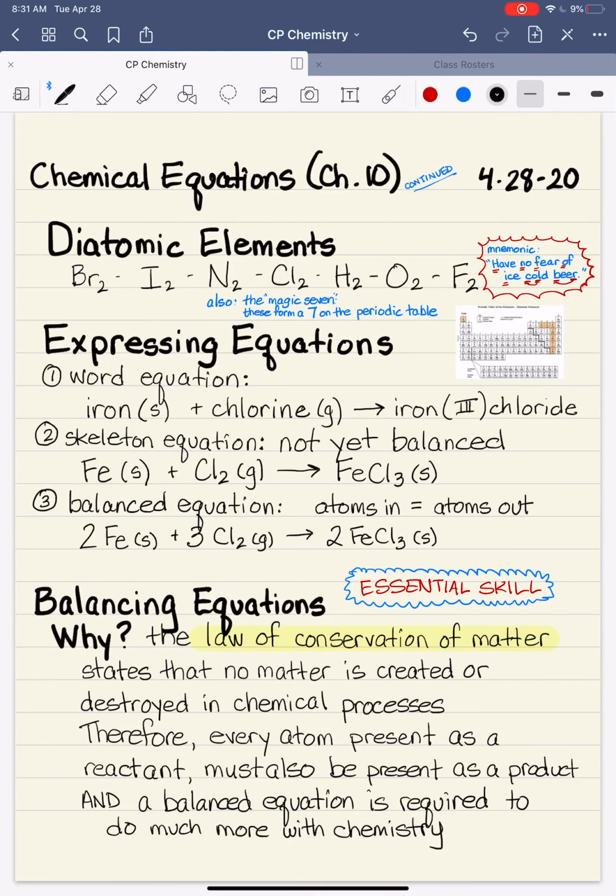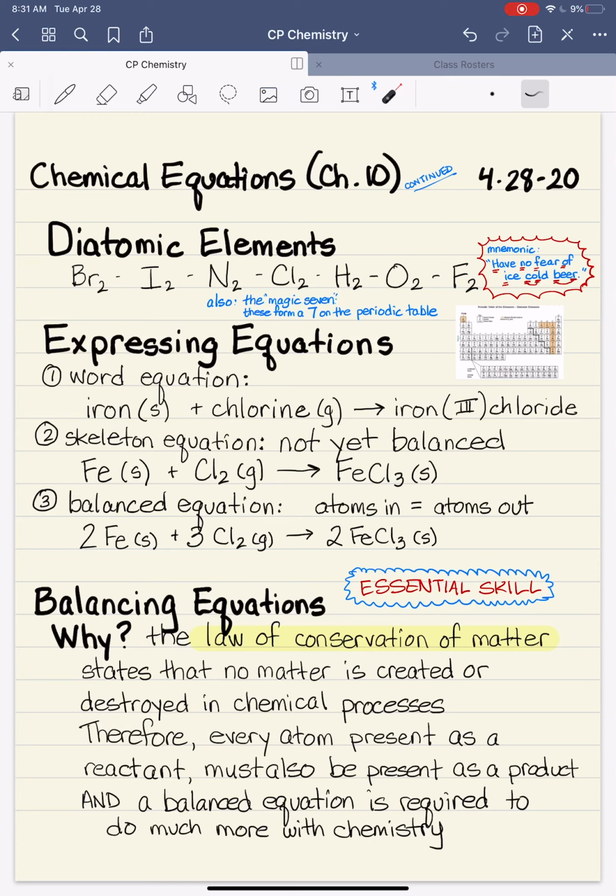Everybody. We're going to continue on our discussion of chemical equations today. I want to start off by talking about the diatomic elements. The diatomic elements are 7 elements that occur in nature as molecules of 2 of them bound together. Those 7 elements are bromine, iodine, nitrogen, chlorine, hydrogen, oxygen, and fluorine.